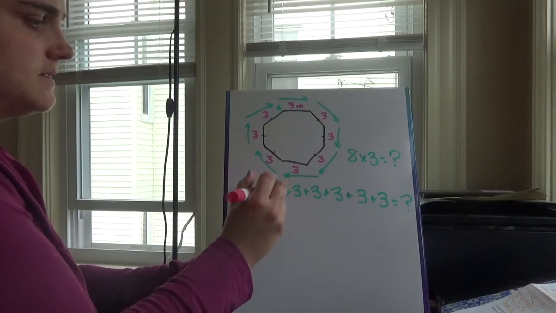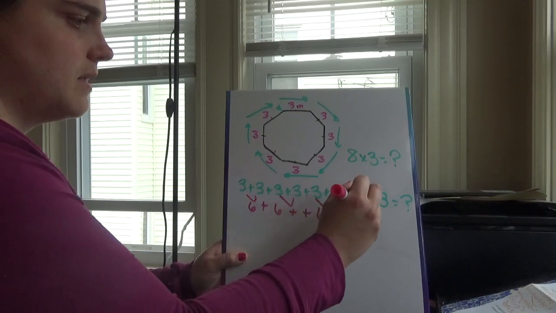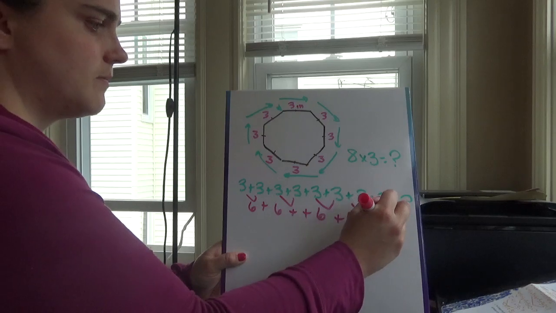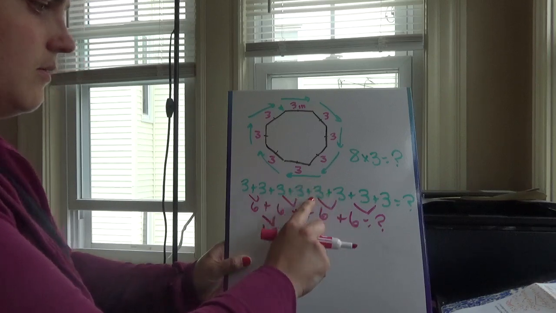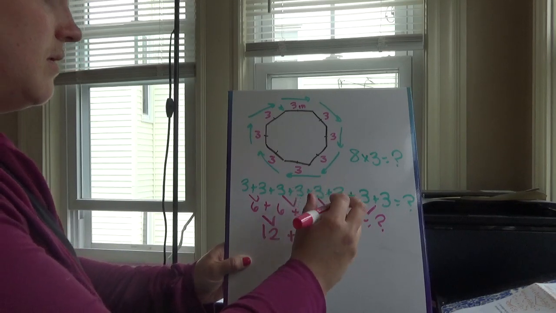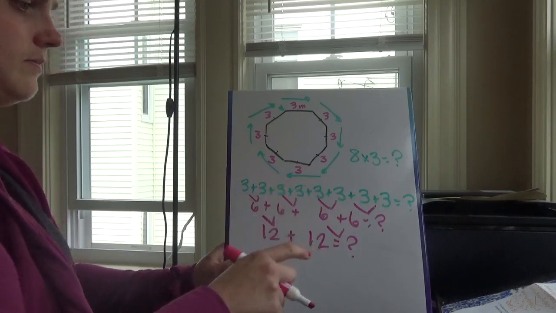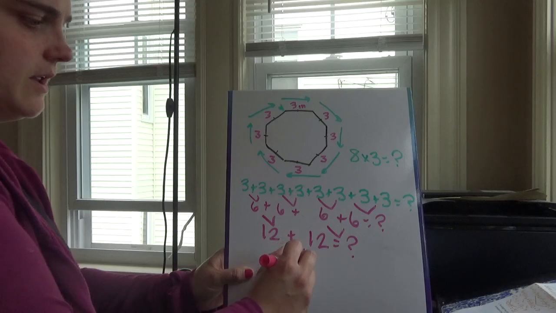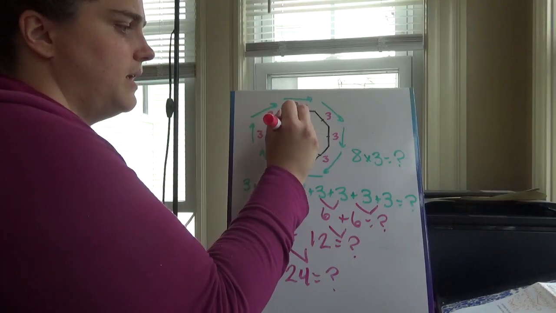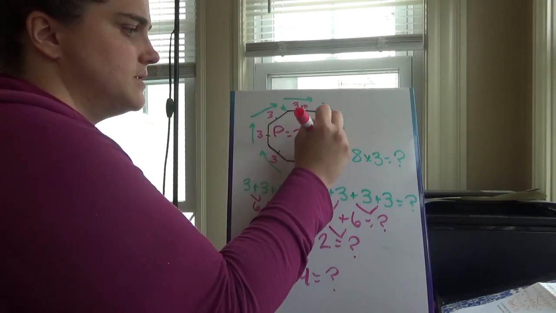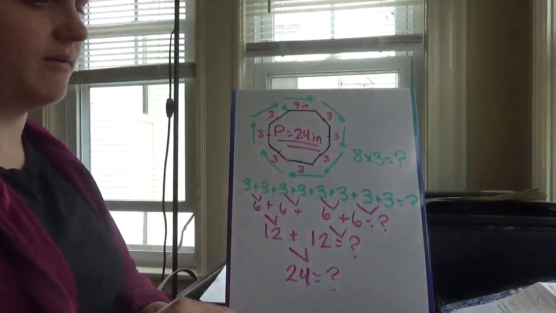3 plus 3, 6. 3 plus 3, 6. And 3 plus 3 is 6. Now we're going to add our 6's. 6 plus 6, 12. 6 plus 6, 12. Awesome. Now, 12 plus 12, 24. So, this octagon has a perimeter P equals 24 inches. Really important that you include the label. So the total distance around here is 24 inches.